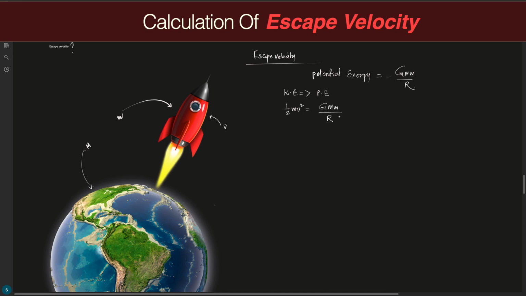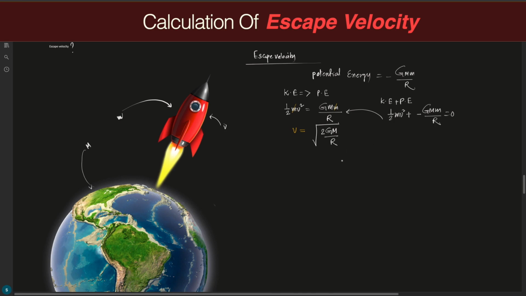Now you may ask where the minus sign went. I told you that the sum of the kinetic energy and the potential energy should be 0, right? So half m v square plus minus GMm by r equals 0. From this equation we can get back to this point. Then m will get cancelled from both sides, and v will be equal to the square root of 2GM by r.